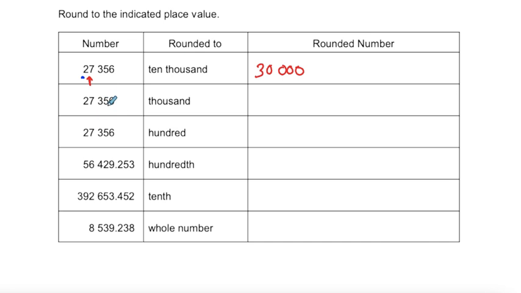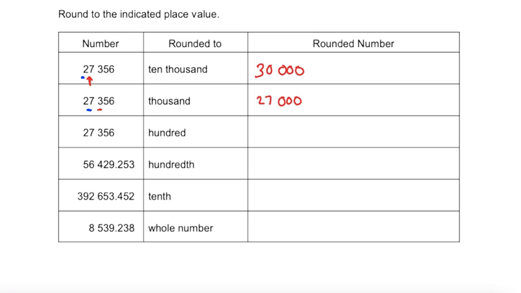Now let's take a look at the next number. So it's the same number, but we are now rounding to the thousands place. So I need to identify the digit in the thousands place. And because my number to the right of that is a 3 and it's less than 5, then I keep it the same. So it becomes 2, 7, and then everything else becomes zeros. So then this number, 27,356 rounded to the nearest thousand would be 27,000.